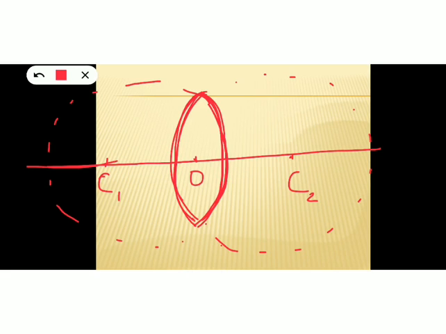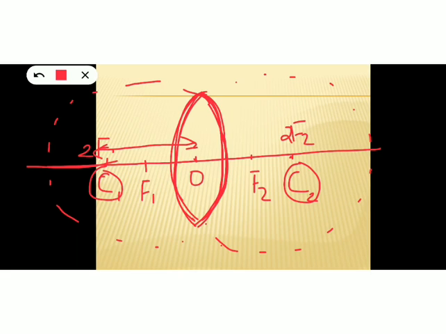Then it will have two foci. Let this be our first focus and let this be our second focus. Now this C1 is also known as 2f1 in lenses, and instead of C2 we can name it 2f2. The distance between the optical center and the center of curvature, or 2f1, is known as radius of curvature r1. And here also the distance between the optical center and 2f2 is the radius of curvature r2.